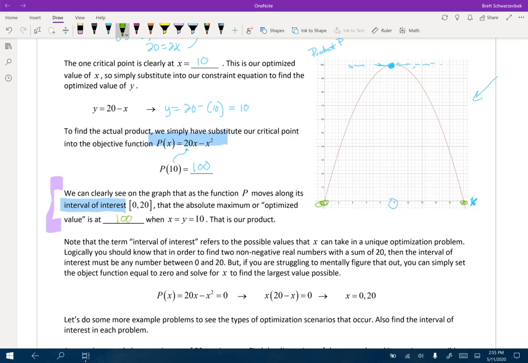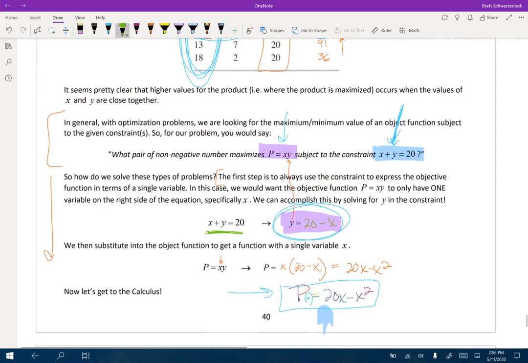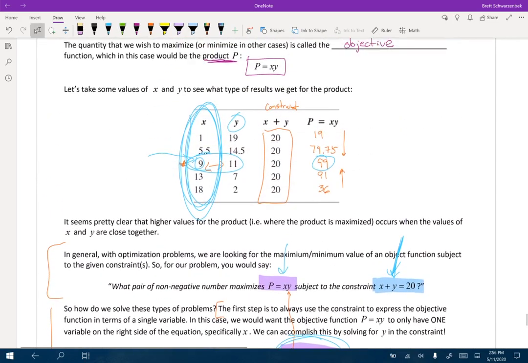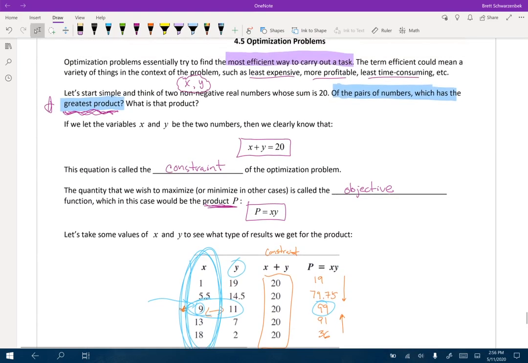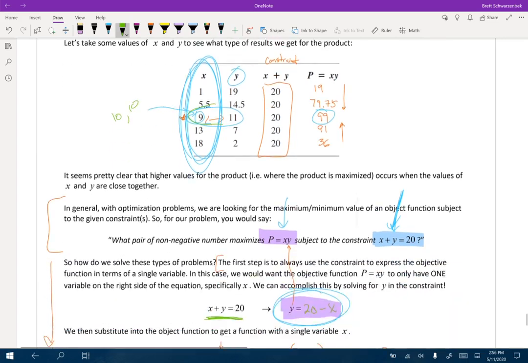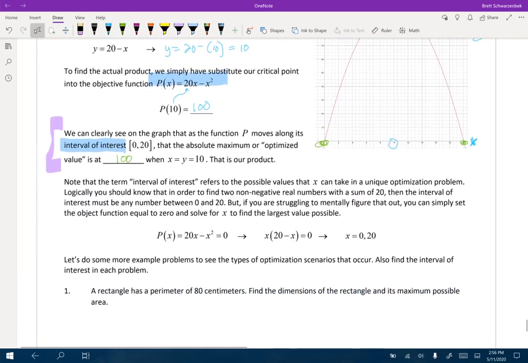That is our product. So what would the question normally ask? It's the same thing. What did they ask? They asked for what is the greatest product, which was here, right? Greatest product. And then what is that product? Well, our greatest product was created by the numbers 10 and 10. And that product is 100. So that would be basically the answer to our problem.